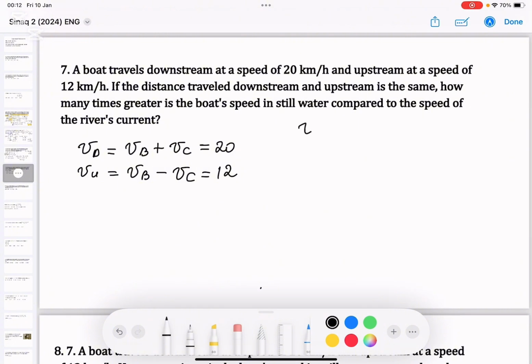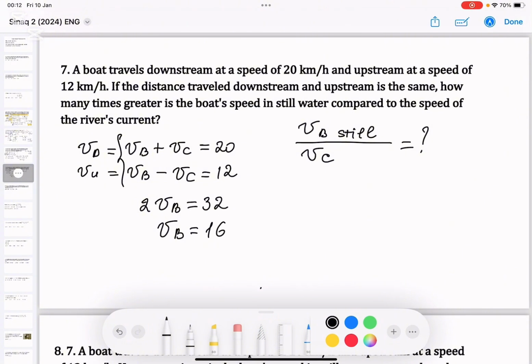So how many times speed of the boat in still water, or just, in other words, speed of the boat, is greater than speed of the current? So basically you have to find this ratio. Well, what we have is information about speed of the boat traveling downstream and upstream. We can use this little system of equations here. I can add both equations and have 2 speed of the boat equals 32. So speed of the boat would be equal to 16.